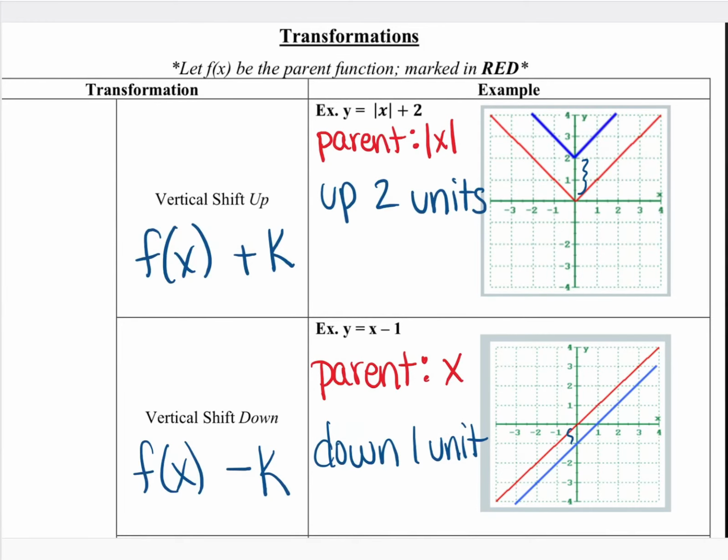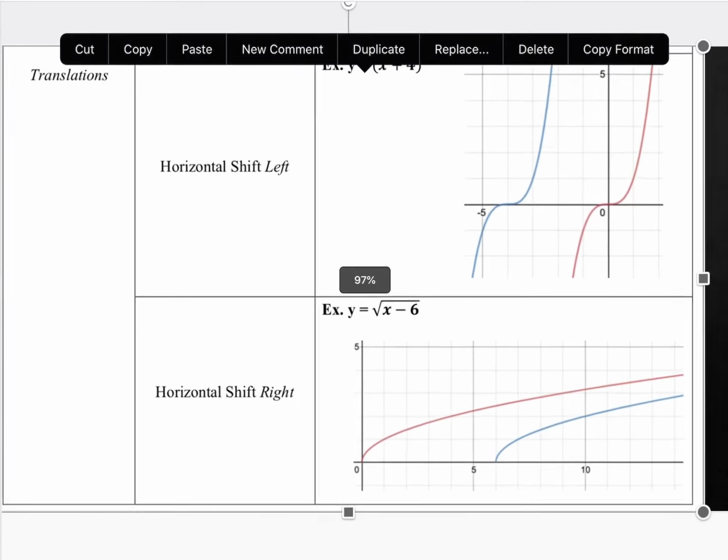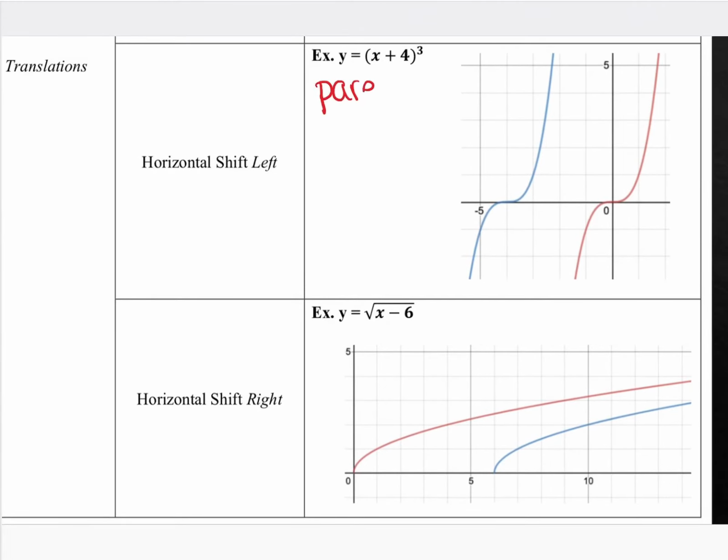Pretty self-explanatory. Now, in addition to going up and down, we can also go left to right. So here we have a cubic parent function, because it's something to the third power. We see that third power right there? So that's my red function on my graph. Now we're shifting to the left here, we can see. We count over 1, 2, 3, 4. So we are shifting left 4 units.